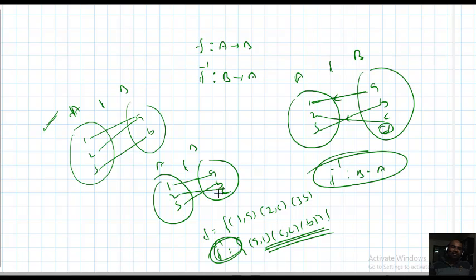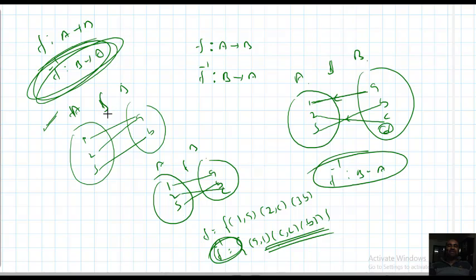Understood? What happened? Here f is a function from a to b. Its inverse is not a functional relation, just a relation. Here f is a function from a to b. Its inverse is only a relation, not a functional relation. Here f is from a to b. Its inverse is also a function. Okay. F is a function from a to b. F inverse is a relation from b to a. In what situation does this inverse relation become functional?